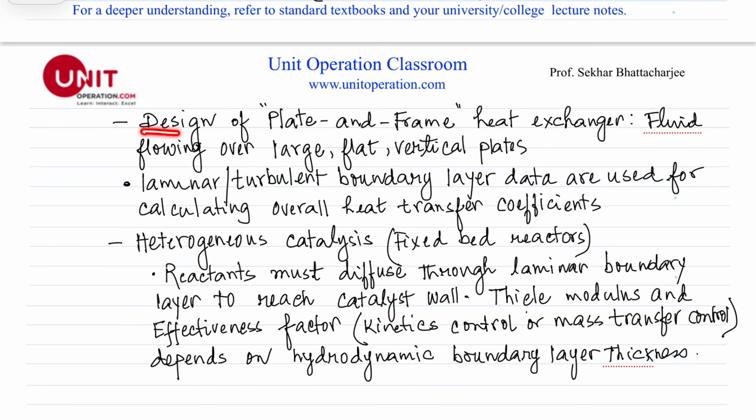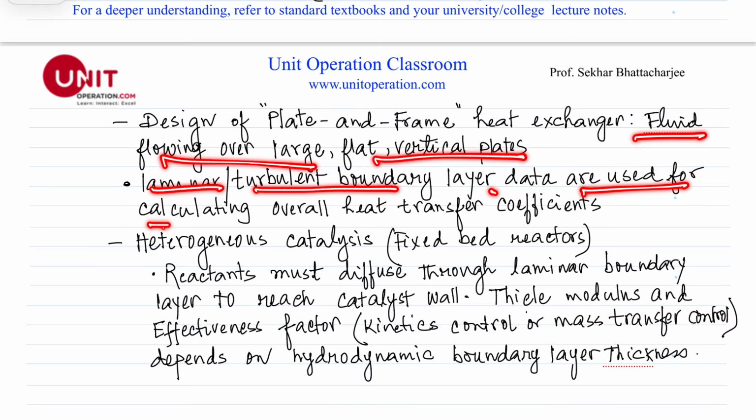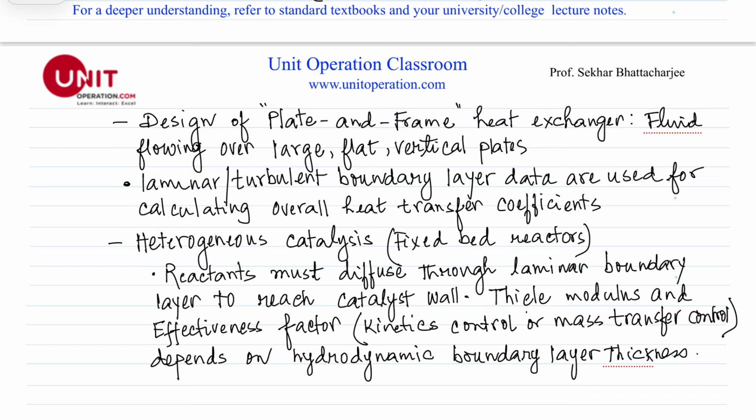For design of plate and frame heat exchangers, fluid flows over a large flat vertical plate. Plate and frame heat exchangers are very popular in chemical process industries. So there's a fluid flowing over large flat vertical plates. Laminar or turbulent boundary layer data are used for calculating overall heat transfer coefficients. Very important. Again, using the Prandtl number, the result depends upon the relative thickness of the hydrodynamic and the thermal boundary layer.